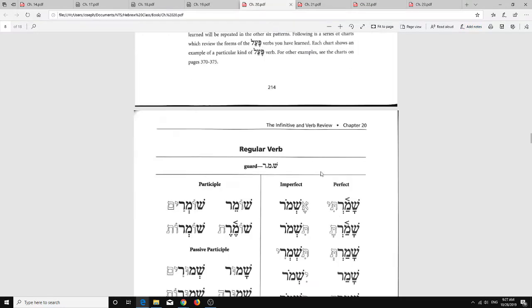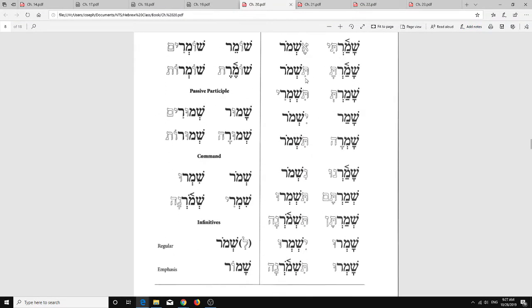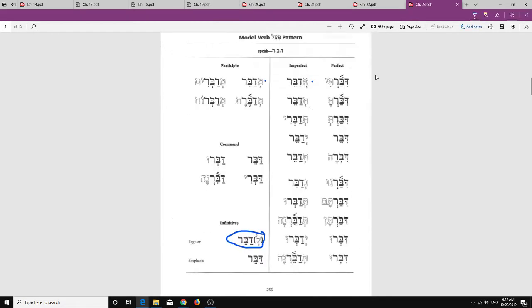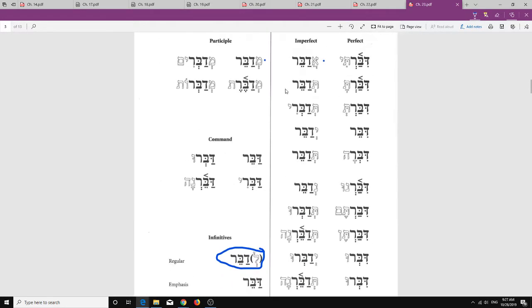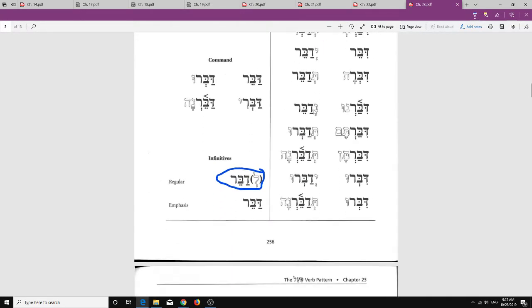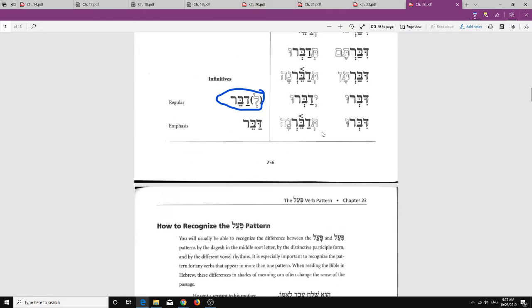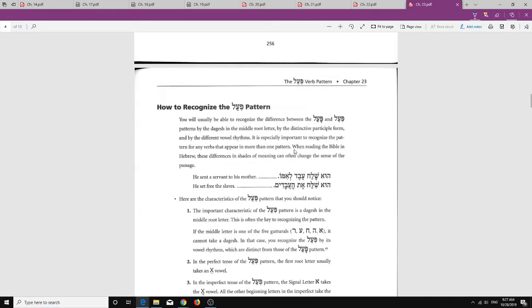I had this pulled up because I did want to show you. See this hirik vowel underneath all of the regular imperfect forms. I guess I should have had this zoomed in for us. And here in the Pi'el, we have a shava instead. Okay, let's really quickly turn to how we can recognize the Pi'el pattern.